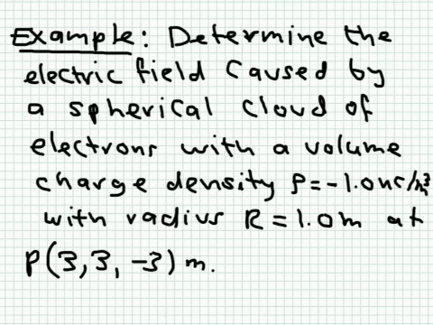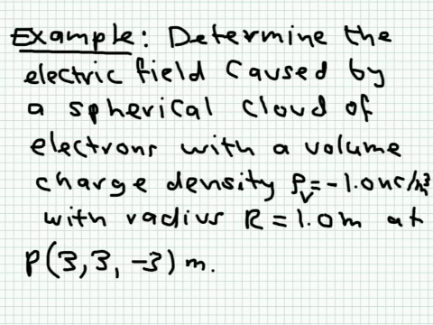Density is negative. And of course, to be consistent with the notation we use, this one should be called rho v. It's a volumetric charge density. Here the radius of the sphere is 1 meter, and we would like to calculate the field at (3, 3, -3) meters. So what we have to do is determine the unit vector pointing from the center of this sphere to this observation point.